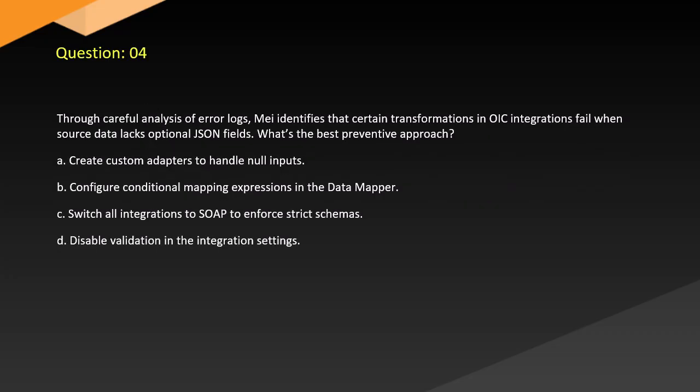Question 4. Through careful analysis of error logs, May identifies that certain transformations in OIC integrations fail when source data lacks optional JSON fields. What's the best preventive approach?